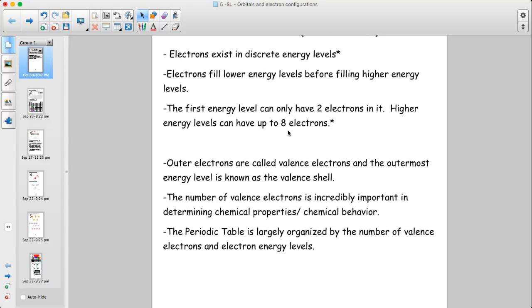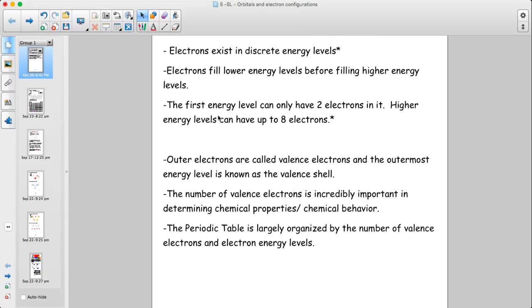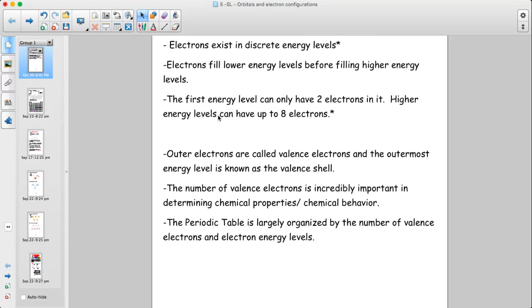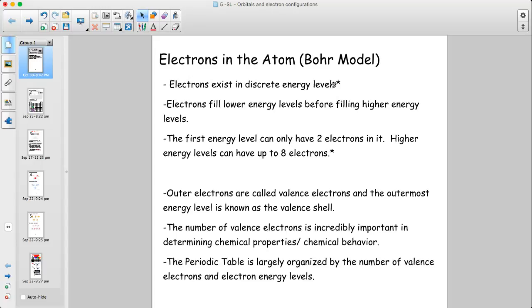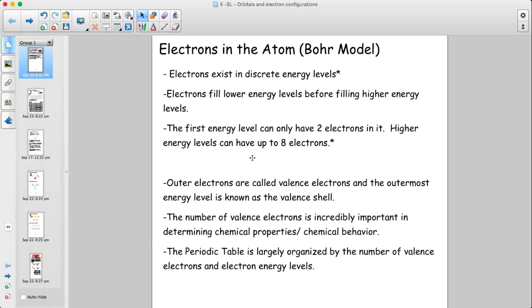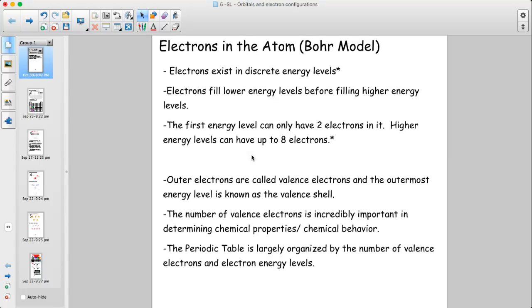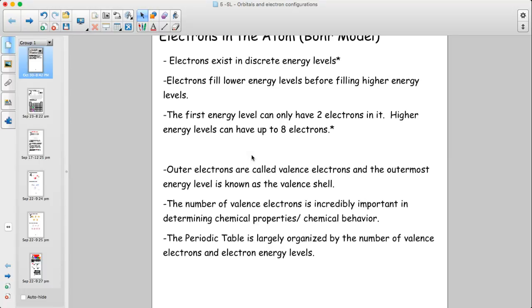Most of you have learned before that the first energy level can only have 2 electrons in it, and that higher energy levels can have up to 8 electrons. Notice I have a couple of little stars next to some of these bullet points, which means we're going to come back to them and modify them a bit after today's little lecture.